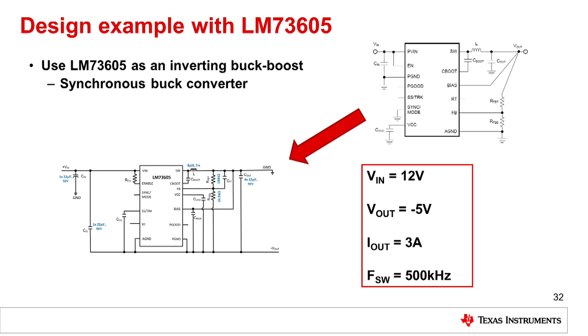Alright, so let's look at a design example. Here we'll use the LM73605 buck regulator as an inverting buck boost. This is one of our latest synchronous buck converters. So our design inputs will be a VIN of 12 volts, an output voltage of -5 volts, an output current of 3 amps, and a switching frequency of 500 kilohertz.